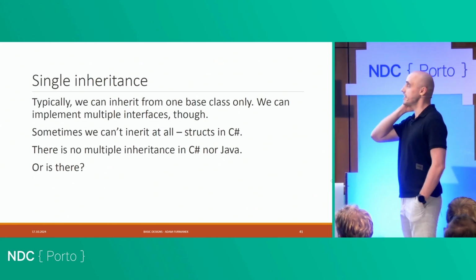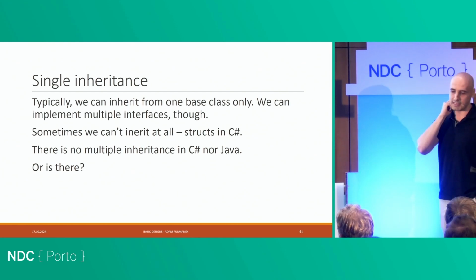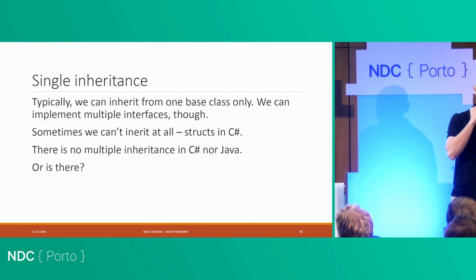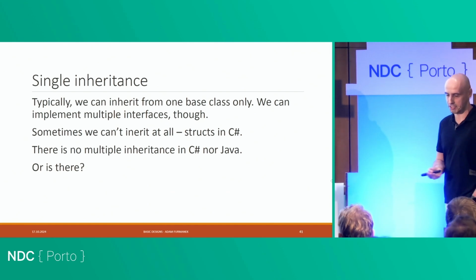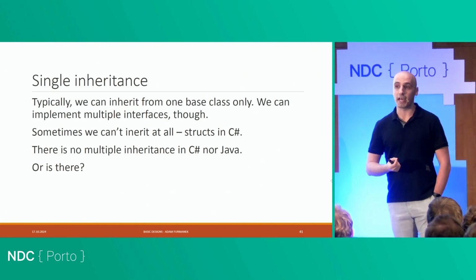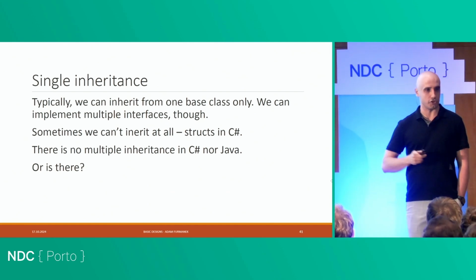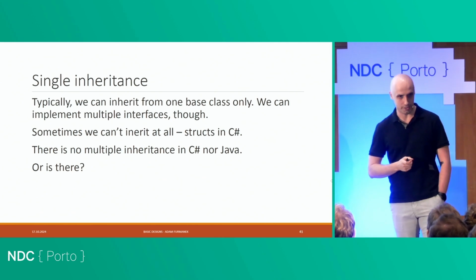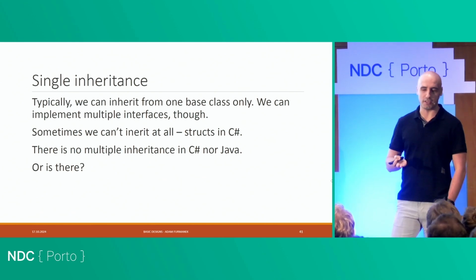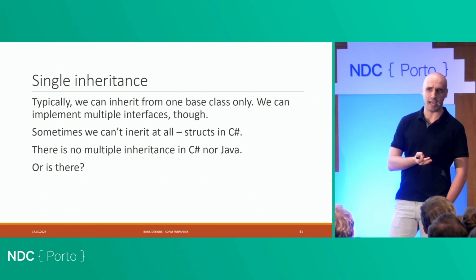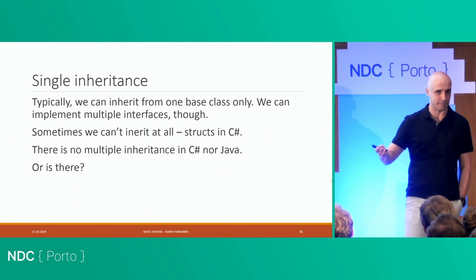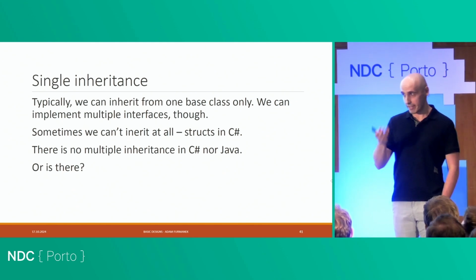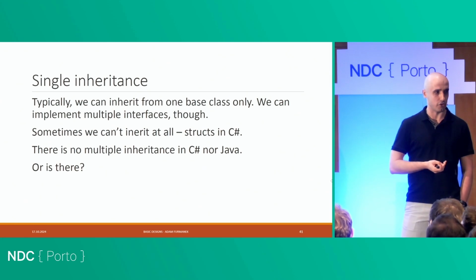So typically we can inherit only from one base class. This is the case in C#, this is the case in Java, this is the case in many other enterprise-ish languages these days, right? Sometimes we can't even inherit at all. Let's take structures in C#. Can they inherit? Well, if you read the internals, you know they inherit from something like a value object, I think that's called, which in turn inherits from System.Object, but you can't make a structure inherit from another structure.